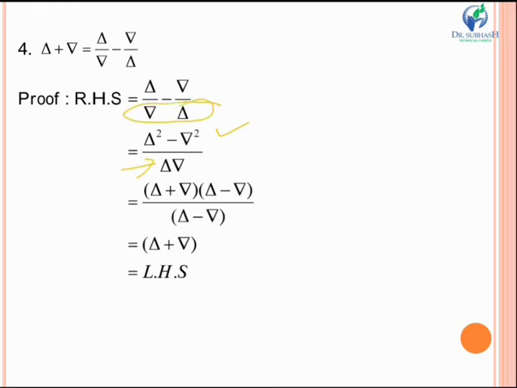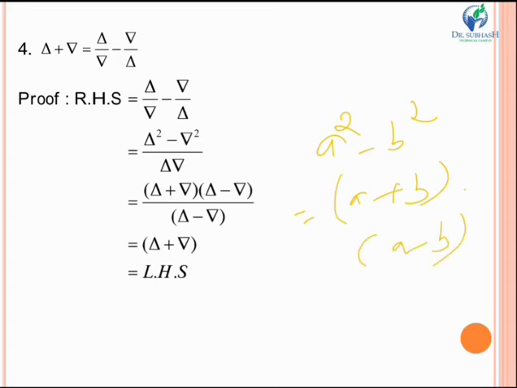Now here we can use one algebraic formula, a square minus b square equal to a plus b into a minus b. Okay, so here use this particular formula, delta plus nebula into delta minus nebula upon delta minus nebula. Here you can see delta minus nebula will be cancelled out, so we just get delta plus nebula, which is equal to RHS. So remember this proof again.